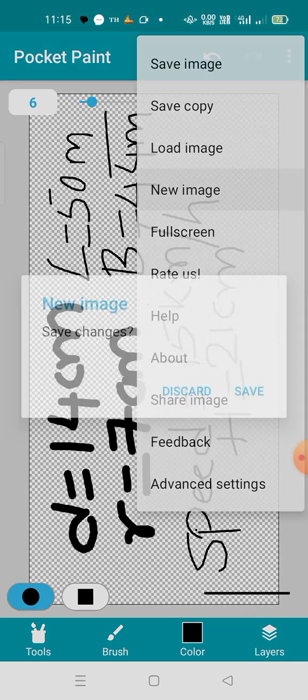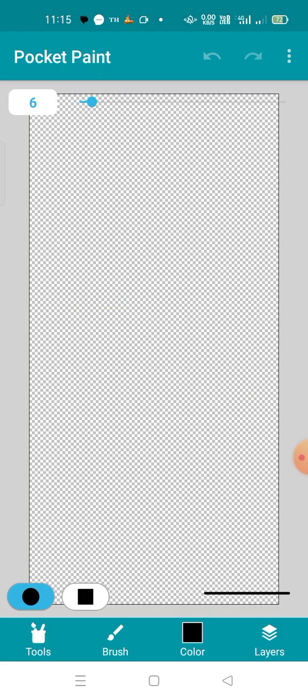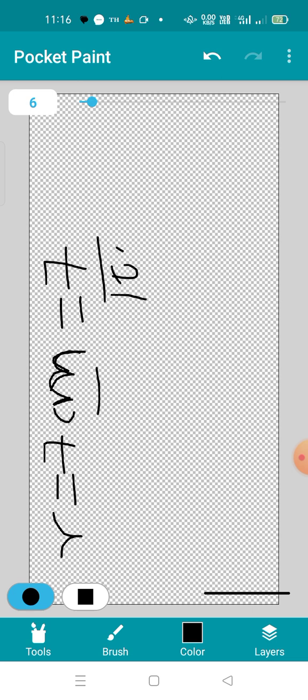So let me take a new image and then we will see this. We know the radius is 7 centimeters. But what is the SI unit of radius? It will be meters. So how to convert centimeters to meters? We have to divide by 100. So what is the radius value now? It is 7 by 100 meters.